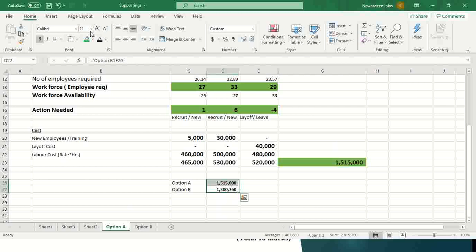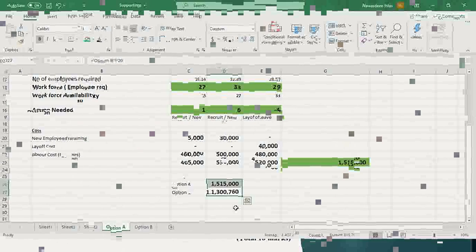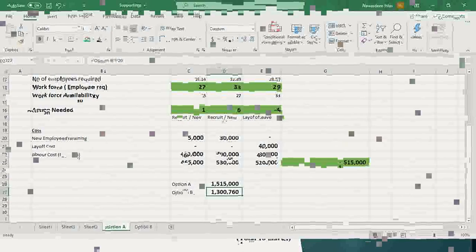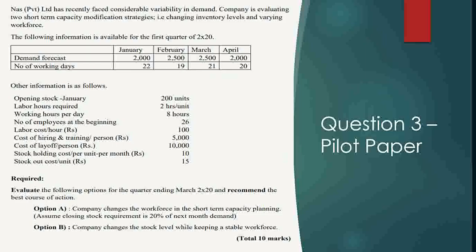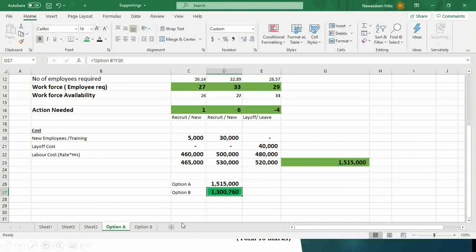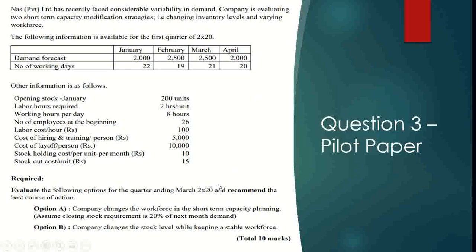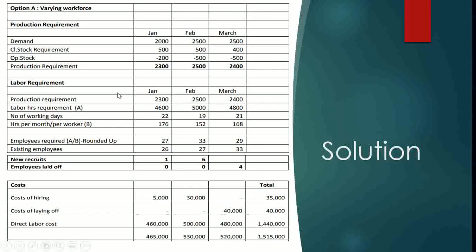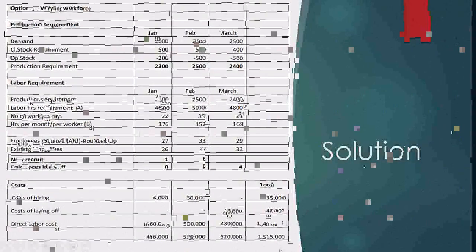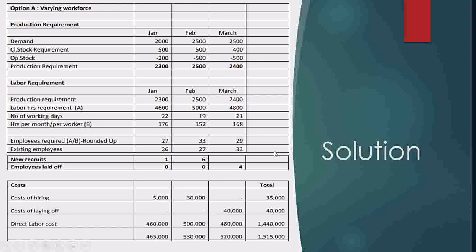Here you can see based on our cost factor, option B is more suitable, or it is cost beneficial to the organization. So you can suggest option B is more suitable, which means we can manage our stock levels to enhance our profit. So option B is more suitable than option A. So you can see the answer. We have done this computation. So in option A, you can see 1.5 million approximately will be the respective cost. Clear? So here you can see the computation, right?